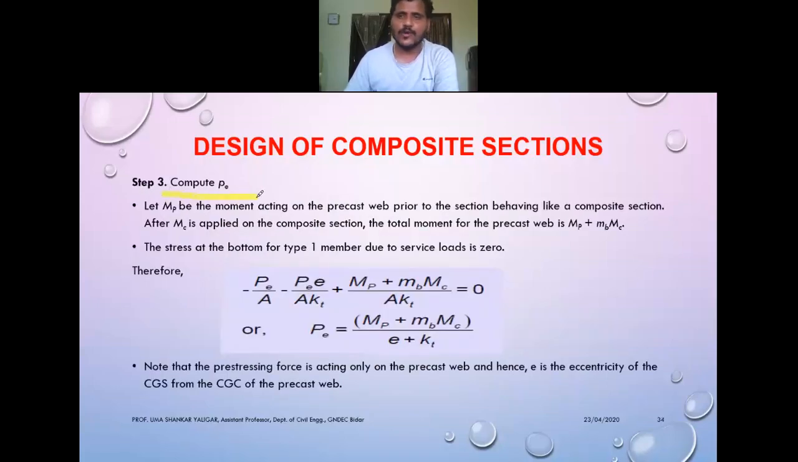And after this, you can compute P, the effective pre-stressing force. Let Mp be the moment acting on the precast web prior to the section behaving like a composite section. Then after Mc is applied on the composite section, the total moment on the precast web is Mp plus mb into Mc, the equivalent moment. Initially, before it acts like a composite section, it is Mp, but after Mc is applied, it is mb into Mc, the equivalent moment in the web. Therefore the total moment is equal to Mp plus mb into Mc.